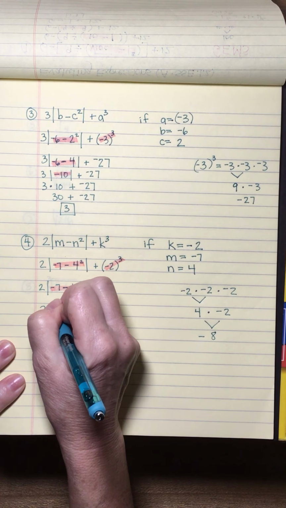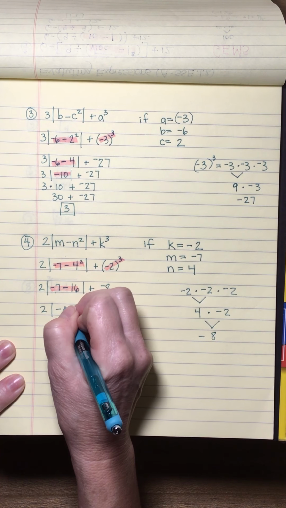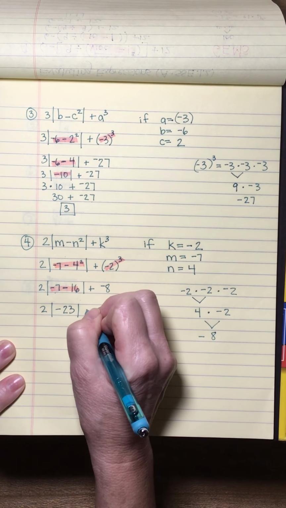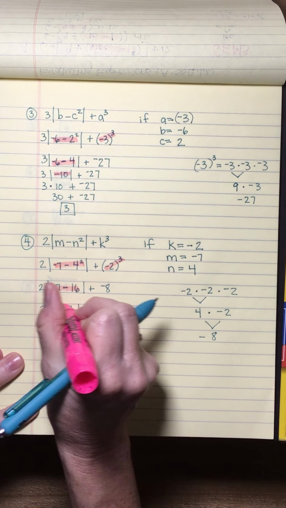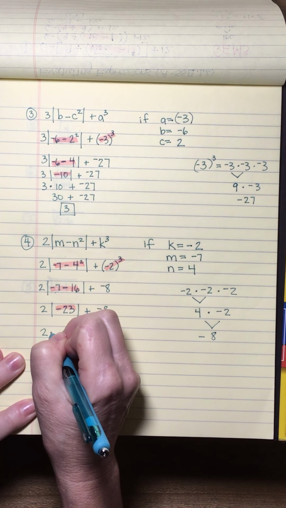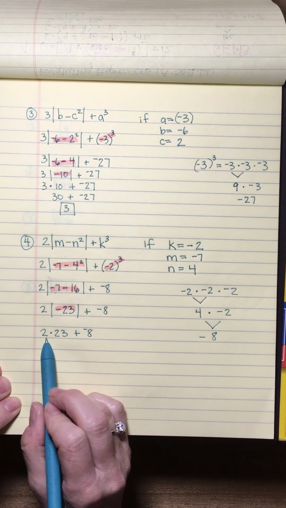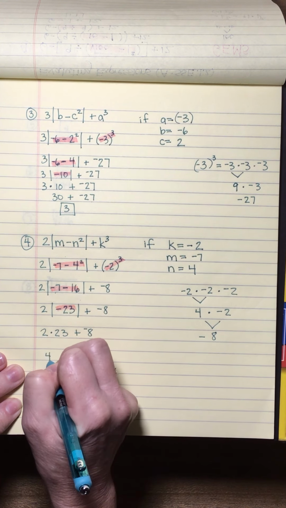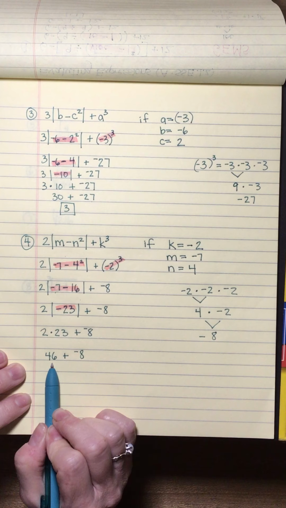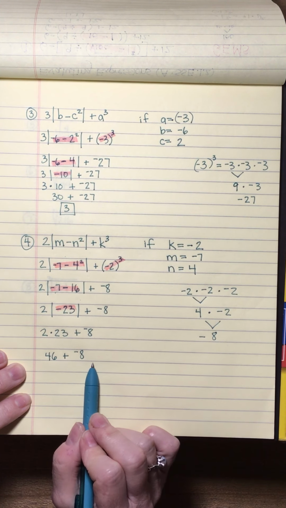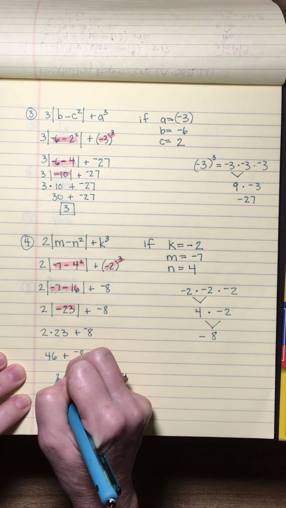Okay, finishing up with our grouping here. And we have 2 and -7 and -16 is -23, plus we have our -8. So I'm going to take this out of the absolute value sign, and that will be 2 times 23 plus our -8. Multiply these together, and we have 46 plus a -8. We have more positives than we have negatives. So that will end up leaving us with 38.